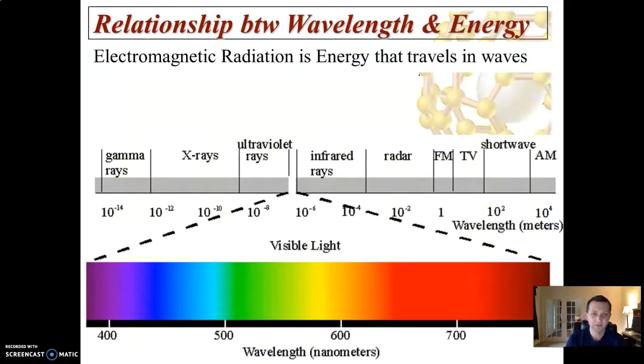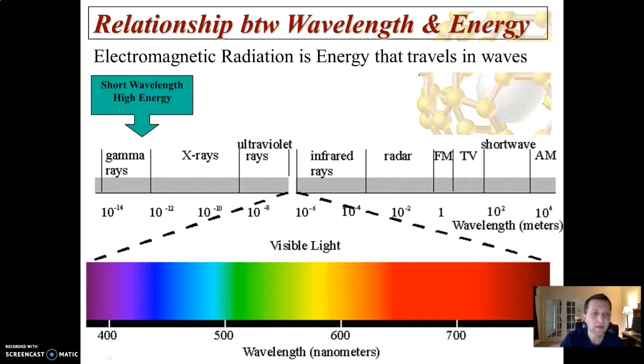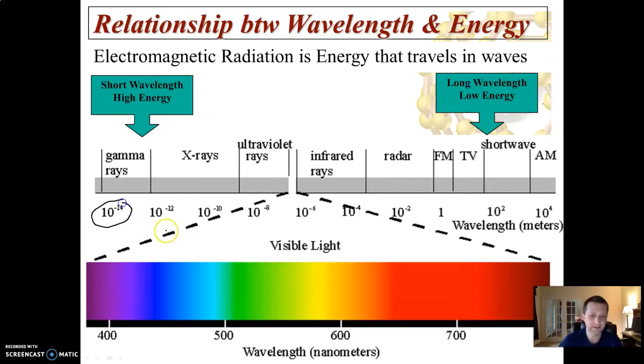If you look at the relationship between wavelength and energy, it's interesting. Spend a little bit of time talking about this. Shorter wavelengths, like gamma rays and X-rays, have high amounts of energy. Longer wavelengths have low amounts of energy. So you can see the electromagnetic spectrum here. Gamma rays, look how small that wavelength is. 10 to the negative 14th, nanometers. That's our unit here.